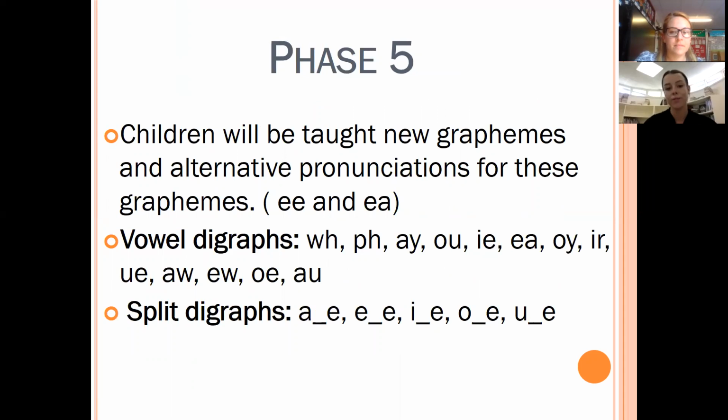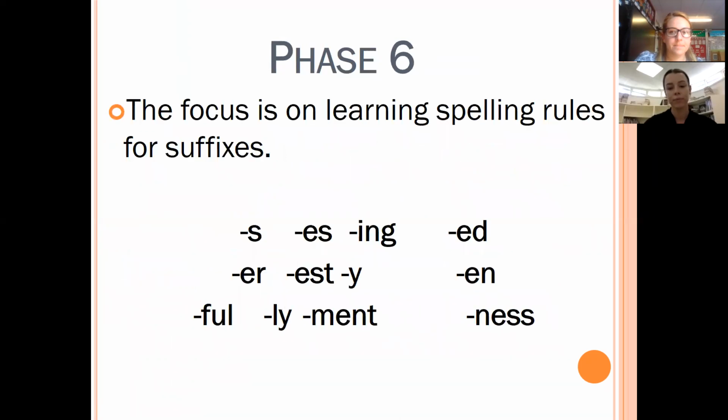This is phase 5. And this is phase 6. So you would expect or hope that the children would be on phase 6 by the end of year 2.